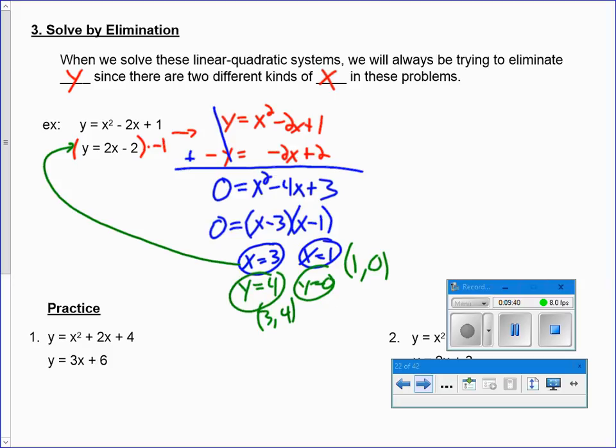Alright, so this is going to be the hardest thing we do this unit, is these systems where we have one linear, one quadratic equation. If you want to look up any other resources, any other videos, or anything else that can help you with this, you can search for linear quadratic systems of equations.